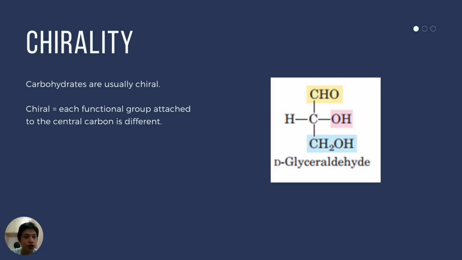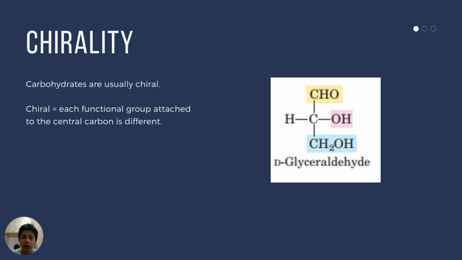Next, let's touch on chirality. We need to understand chirality kasi makikita natin siya sa sobrang daming macromolecules in biochemistry. So, carbohydrates are not an exception. They are usually chiral. So, pag sinabi natin chiral, each functional group attached to the central carbon is different.